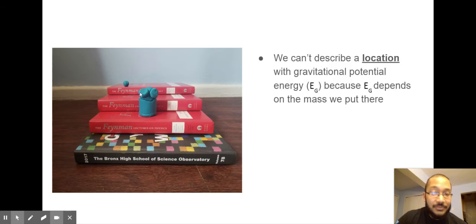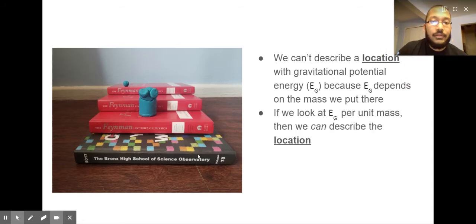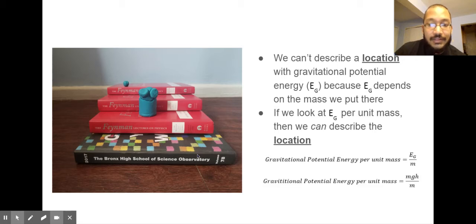So it's similar to electric fields in that you can't describe a location with gravitational potential energy because it depends on the mass you put there. So what do you do if you want to describe a location? Well, we can divide out the mass essentially. So take the gravitational potential energy per unit mass, mgh over m. The m's drop out, and really what I'm looking at is just the gravitational field strength times the height.